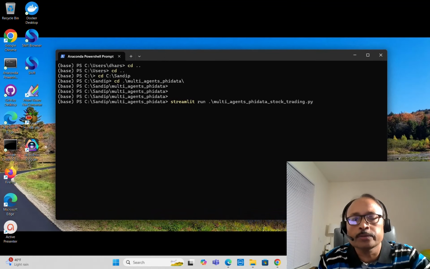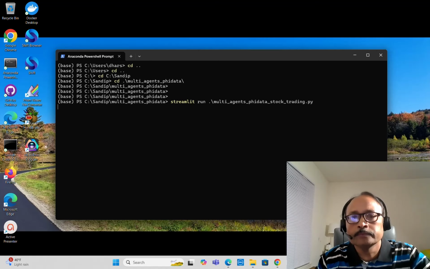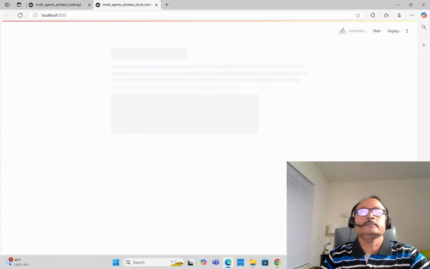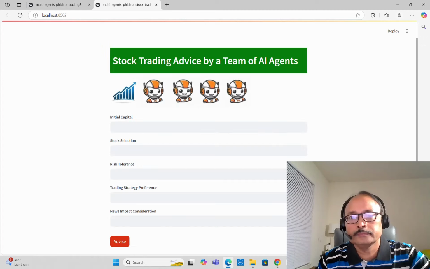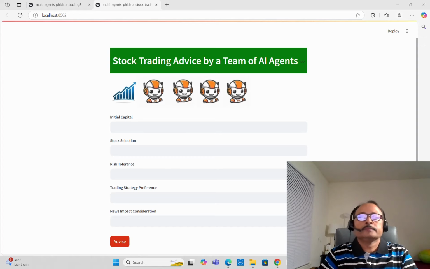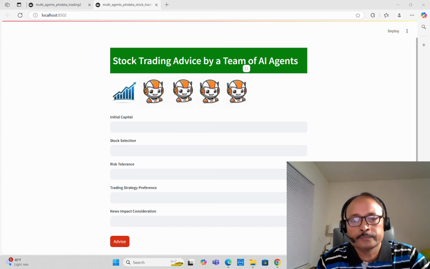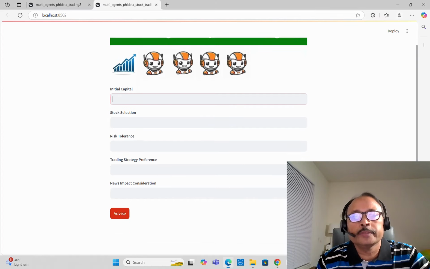So it's a Streamlit application. For running it, just use streamlit run and then the name of the Python script. I'm just going to launch it. Yeah, as you can see, this is our application for stock trading advice by a team of AI agents. So the user needs to specify initial capital, stock selection, risk tolerance, trading strategy preference like daily trading, etc., news impact consideration, all these things.